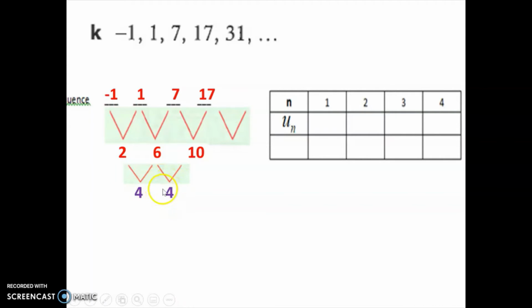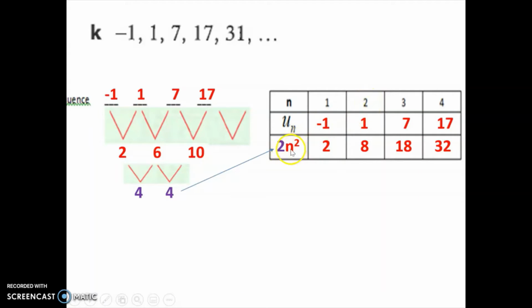And since we have a 4 here, we know the leading coefficient, the coefficient in front of n squared, is going to be 2, right? Because it's always half of what we see here. So 2n squared. So now we fill in our table here. Here's the sequence we want. Here's what 2n squared creates. So we put 1 in here. 1 squared is 1 times 2 is 2.